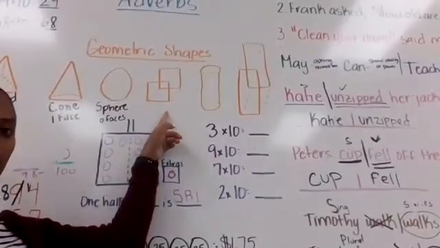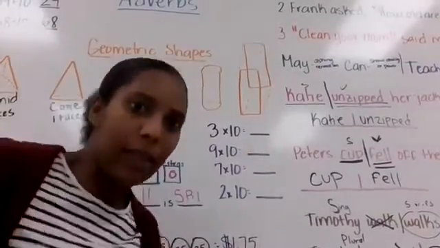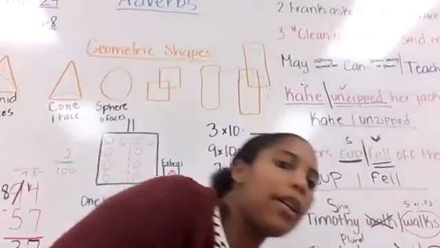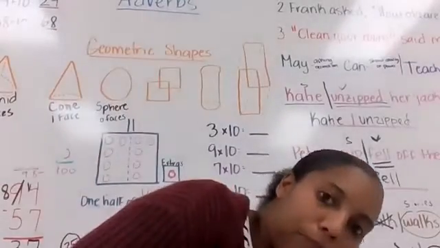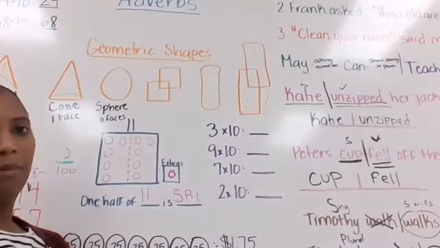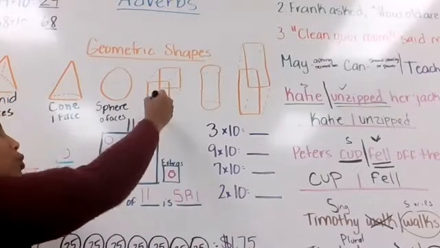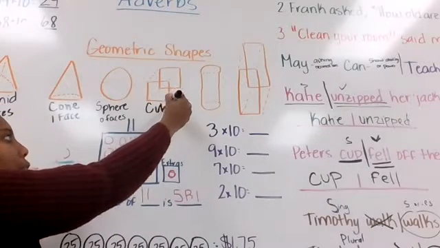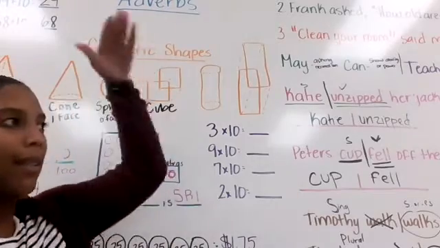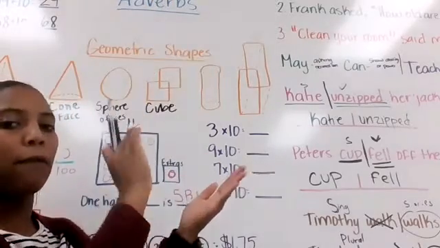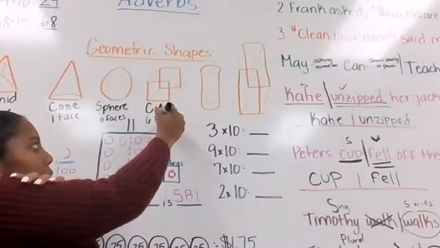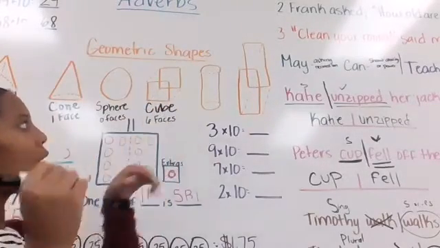Now I know we know this one. That's a common shape here. Everybody knows what that one is called. Okay, Harlem. A cube. A cube has 6 faces. It has a top, a bottom, and 4 around. A cube, 6 faces.